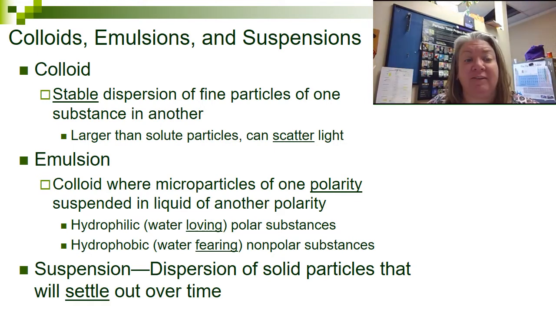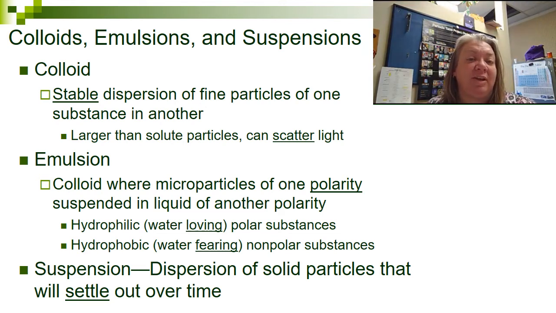Now, a colloid is a stable dispersion of fine particles of one substance in another. So it looks the same top to bottom. You can't tell that there are particles there just by looking. They're still too small for that. So like it says, they're larger than solute particles, but they can scatter light. Examples of colloids include soap and water. And if you take a few drops of milk and put it in water, that's also a colloid.